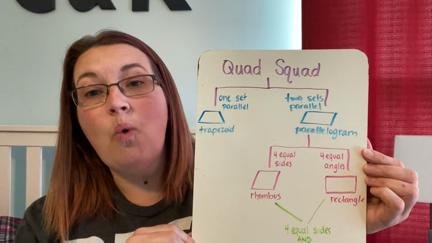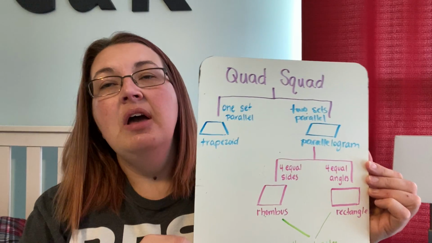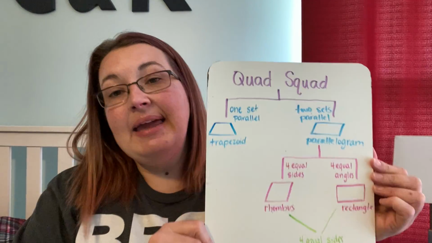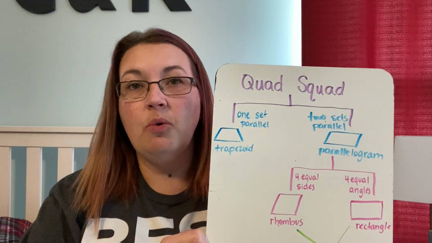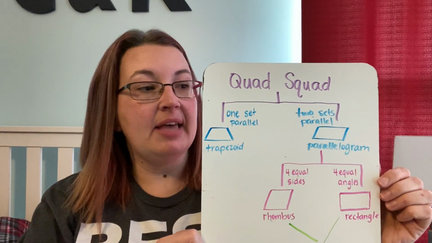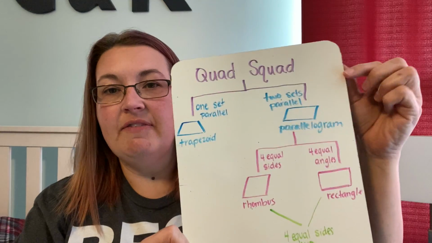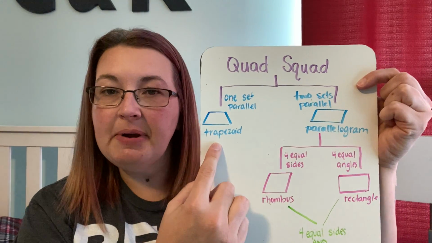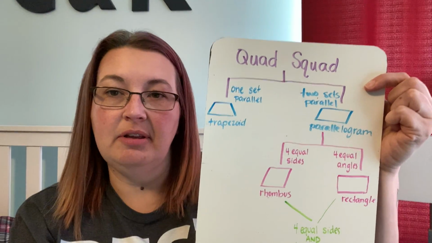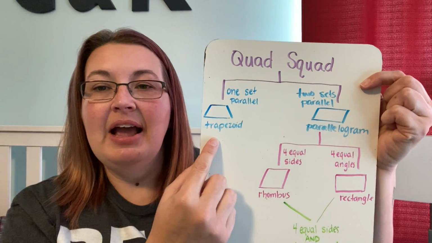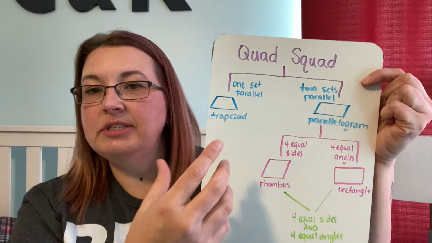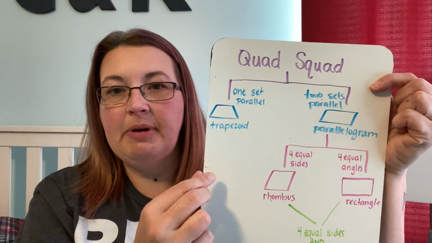This is called the quad squad, and I wanted to show you the 2 main types of quadrilaterals. We do have trapeziums, which are quadrilaterals that don't have any parallel sides, but the main 2 types are these 2 here. We either have 1 set of parallel sides or 2 sets of parallel sides. If we have 1 set of parallel sides, we call that a trapezoid, and there are no other subcategories of a trapezoid. It just has 1 set of parallel sides.